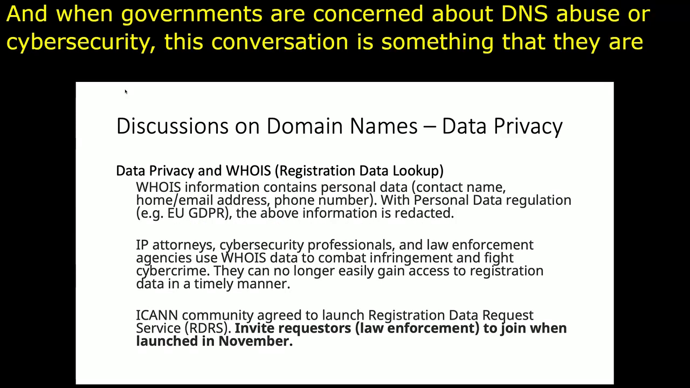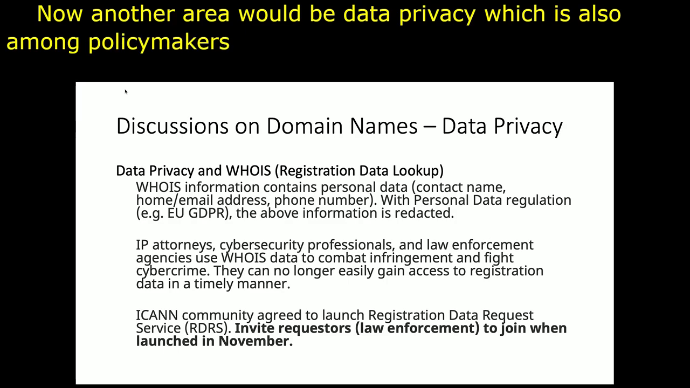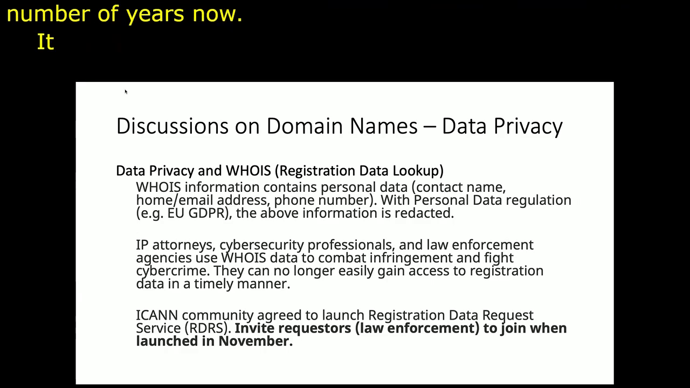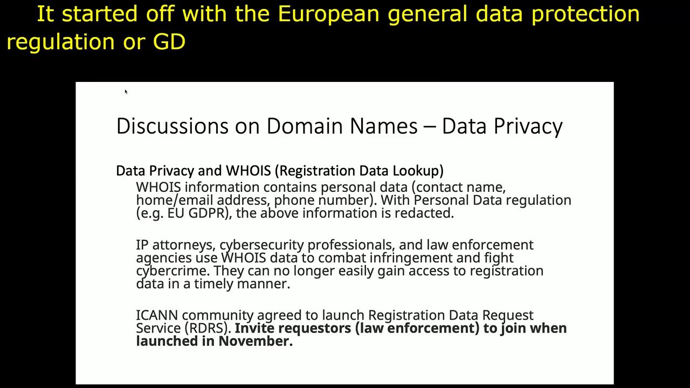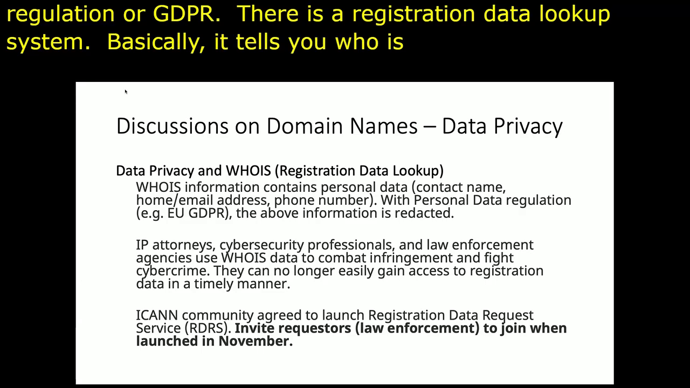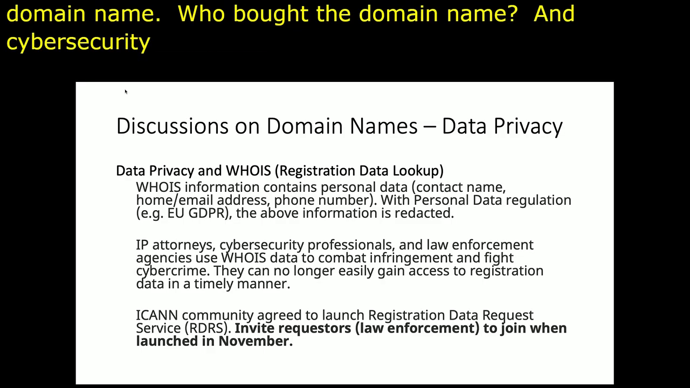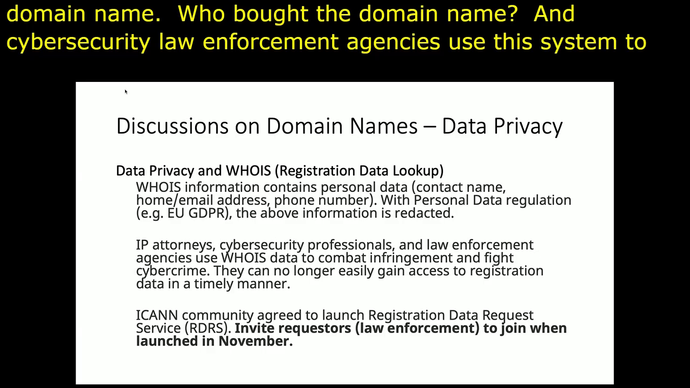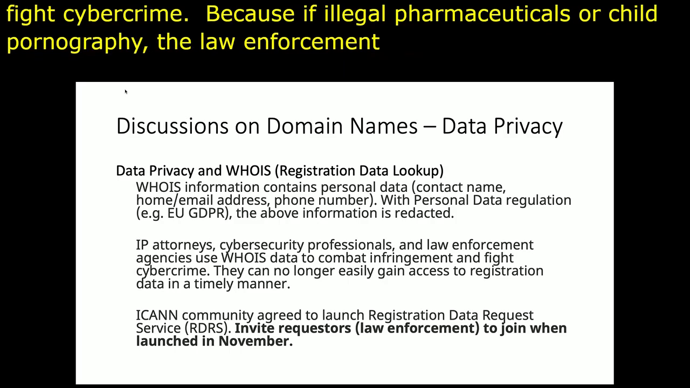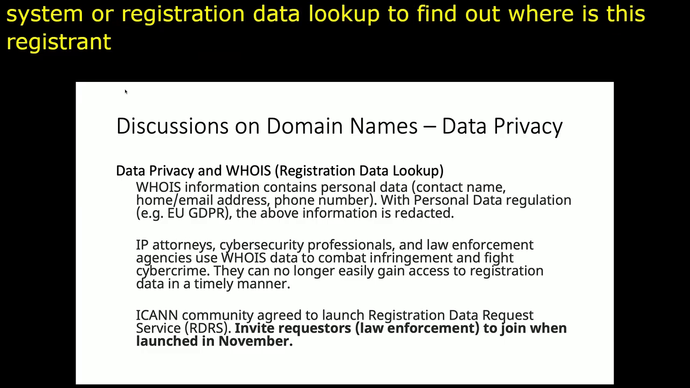Now, another area would be data privacy, which is also something amongst policymakers and regulators you're very concerned about. This has been a topic that's been discussed at ICANN for a number of years now. And it started off with the European General Data Protection Regulation, or GDPR. There is a registration data lookup system. Basically, it tells you who is the registrant of a domain name, who bought the domain name. And cybersecurity and law enforcement agencies use this system to fight cybercrime. Because if there is a website that houses, say, illegal pharmaceuticals or child pornography, the law enforcement agencies use the WHOIS system or registration data lookup to find out where this registrant is based. If they can, they will look for this person straight away.